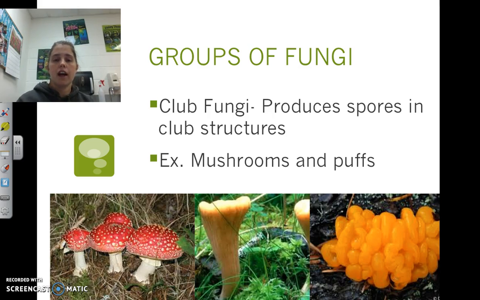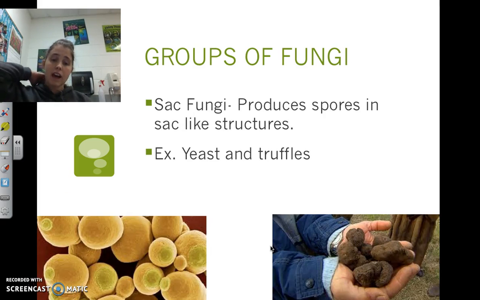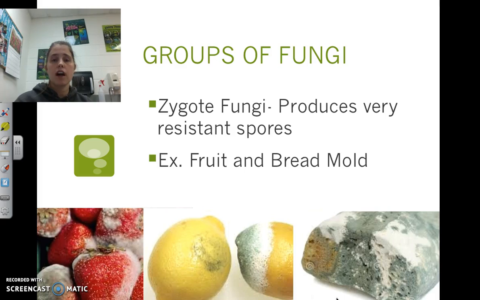So groups of fungi. So club fungi, okay, that's this kind of like mushrooms, produce spores in club structures. So that's where you'll see all the spores coming out of, and those are mushrooms and puffballs. These are some examples. Sac fungi produce spores in sac-like structures. So these are the little sacs. You have yeast, which are microscopic, and truffles, which are also sac fungi.